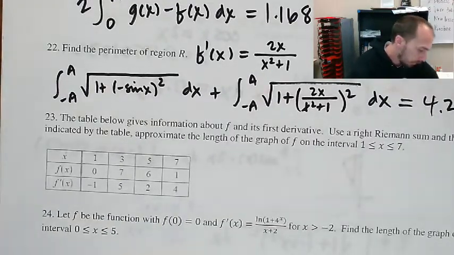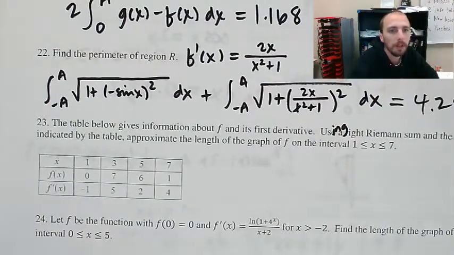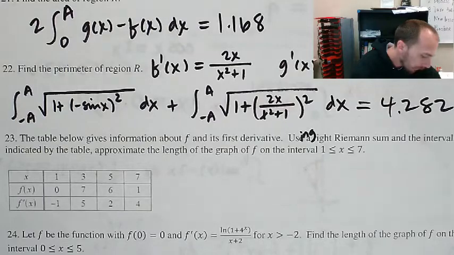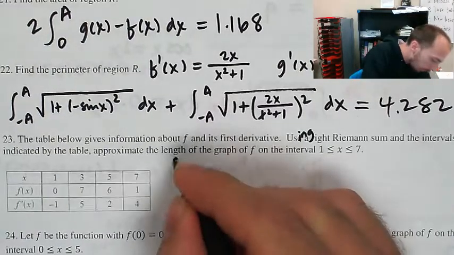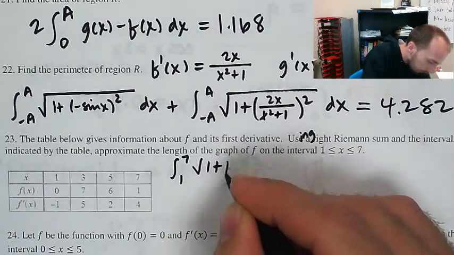All right. The table below gives information about f and its first derivative. Use a right Riemann sum to approximate the... I think that wanted to say using. This one's got multiple typing errors. It's embarrassing, but it's going to be all right. Approximate the length of the graph of f on the interval 1 to 7. So I would want to do the integral from 1 to 7 of the square root of 1 plus f prime of x squared.